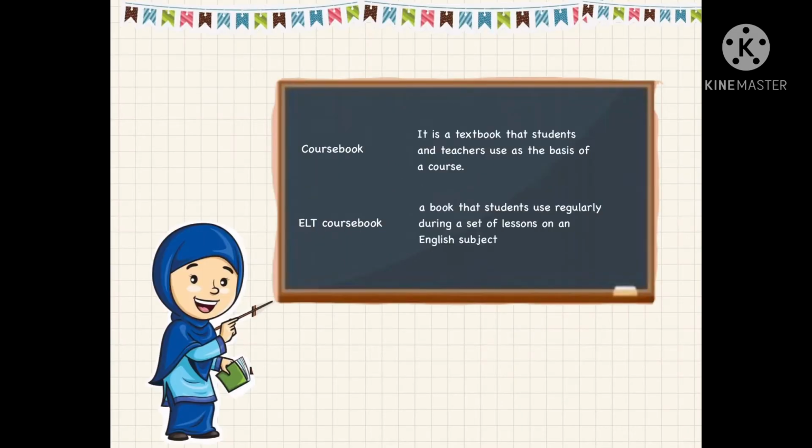Let's see the definition of coursebook. A coursebook is a textbook that students and teachers use as a basis of a course. And the definition of ELT coursebook: an ELT coursebook is a book that students use regularly during a set of lessons on an English subject.